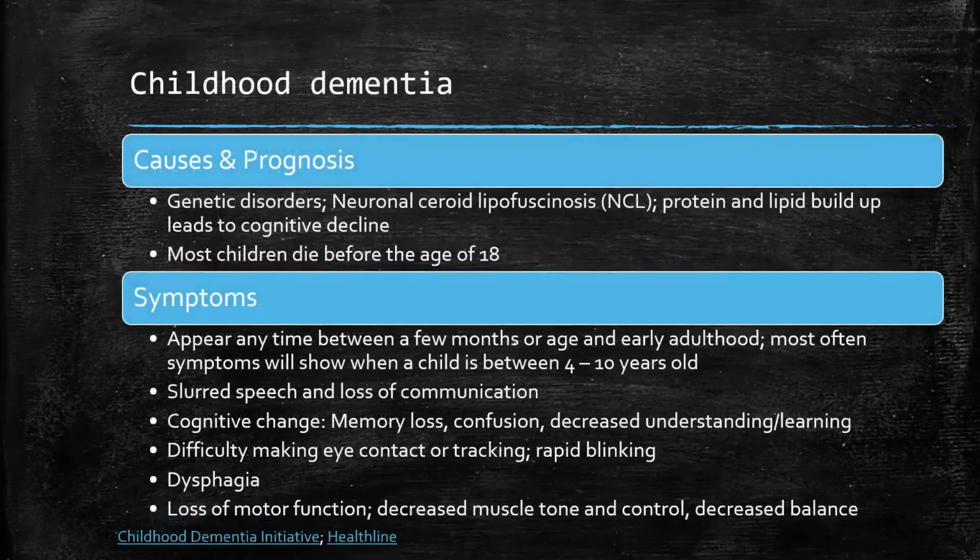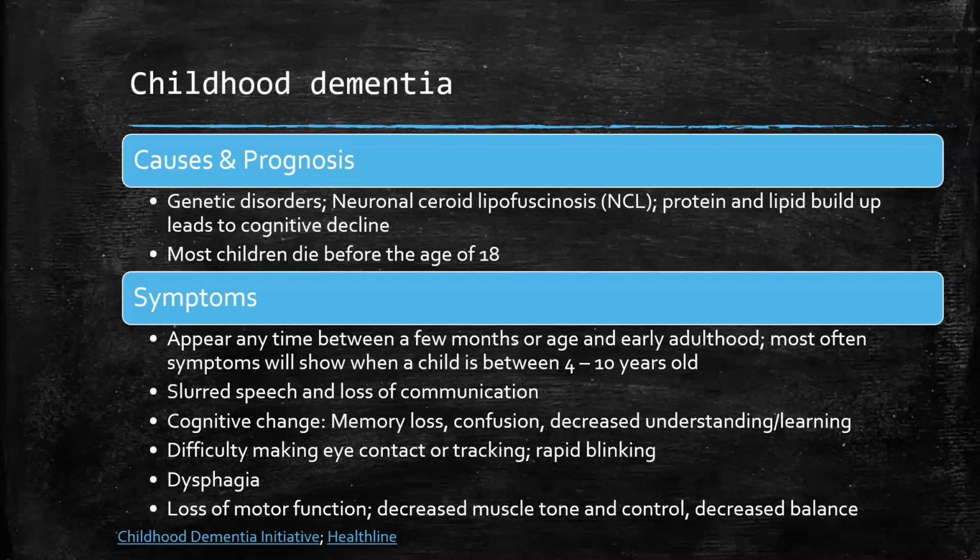So the next thing that we'll talk about a little bit is childhood dementia. This is fairly rare, but it does happen. There's childhood dementia and childhood Alzheimer's. It is caused by genetic disorders. One of the most common causes would be NCL.